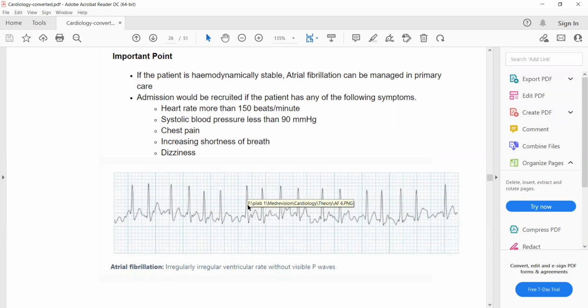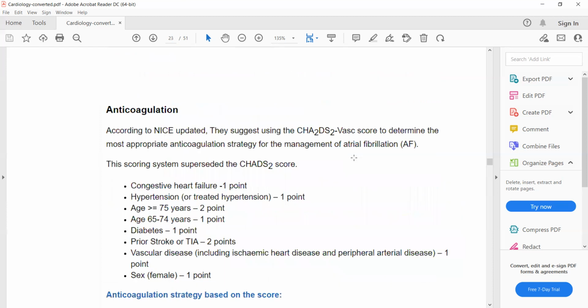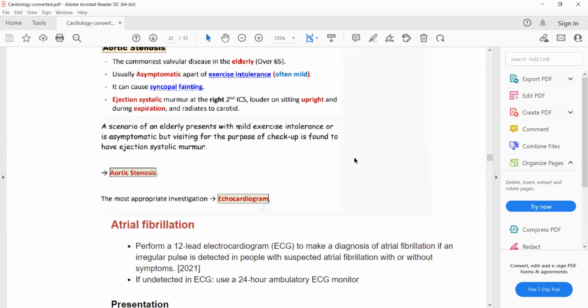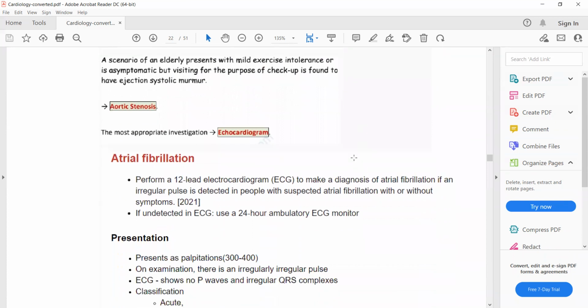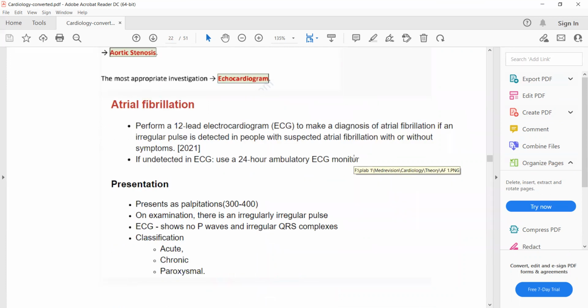So you can see that P wave is absent, and the QRS complexes are irregular. So the criteria for the diagnosis of atrial fibrillation is met, which is absent P waves and irregular QRS complexes. So if a patient presents to you with palpitations, and on examination there is irregular pulse, and his ECG shows no P waves and irregular QRS complexes, then the diagnosis of atrial fibrillation will be made.